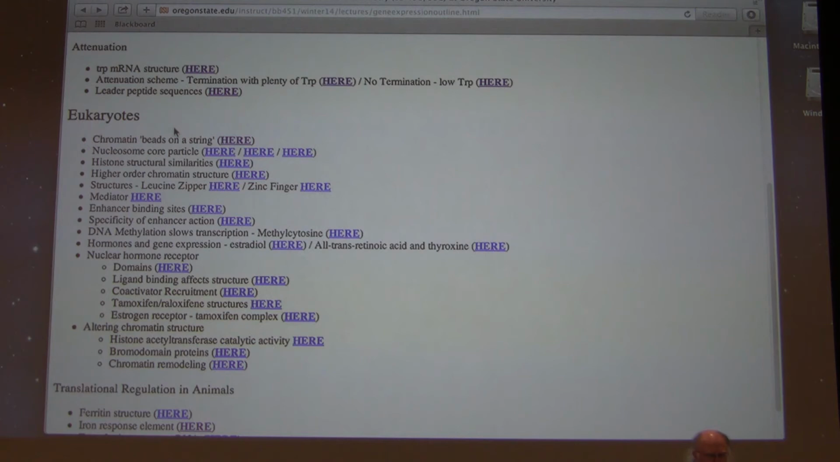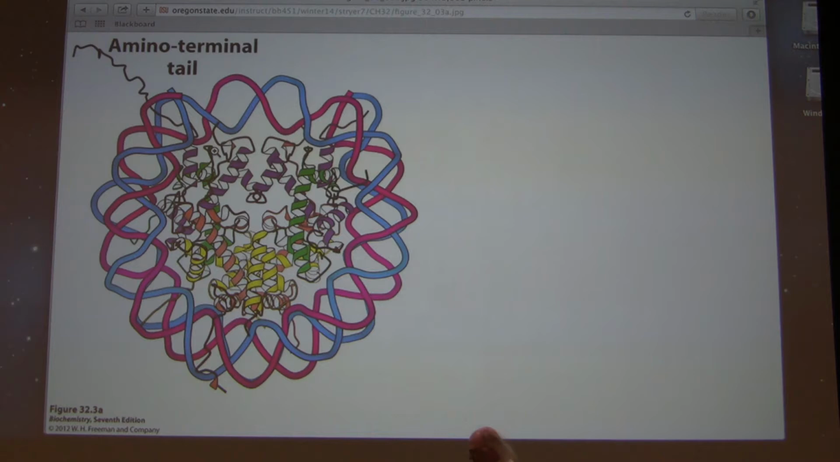So histones themselves form complexes called nucleosomes. And nucleosomes contain 8 proteins. Okay. 8 proteins, H2A, H2B, H3, and H4. That's what they're called. And there's 2 copies of each. So there's two H2As, 2 H2Bs, 2 H3s, and 2 H4s.